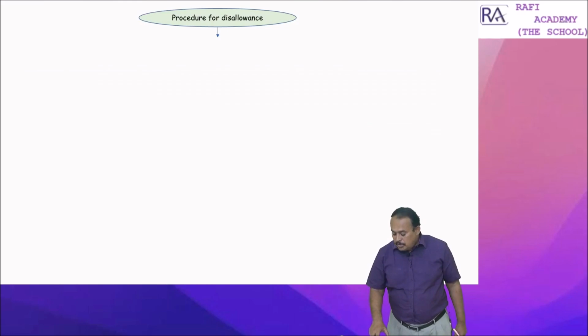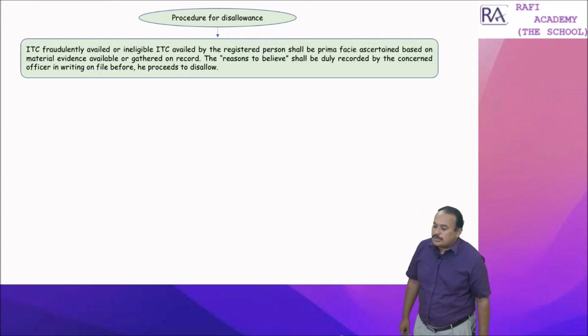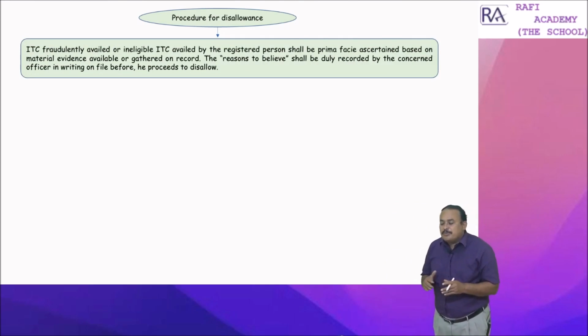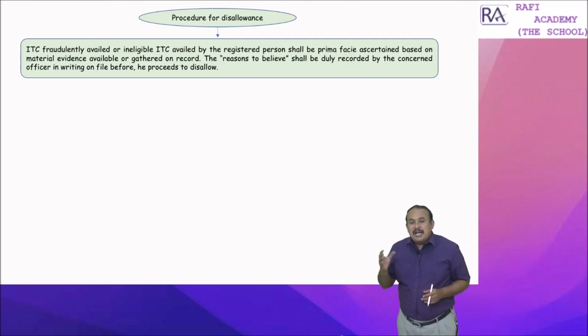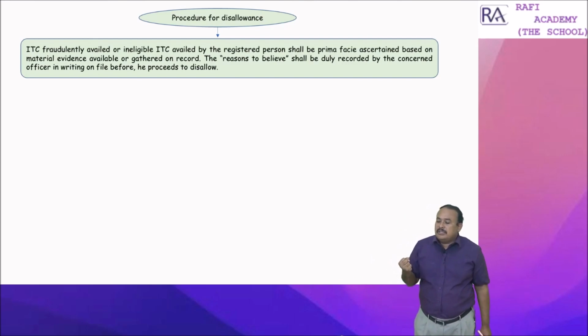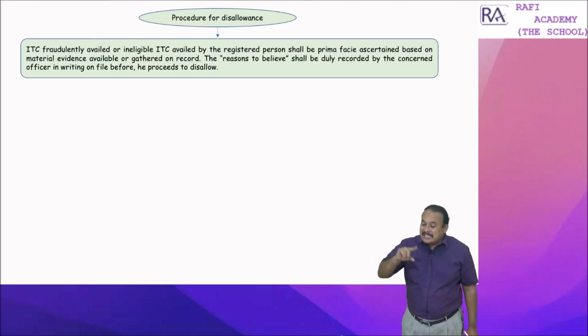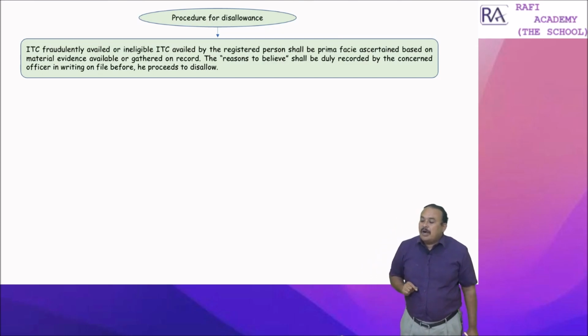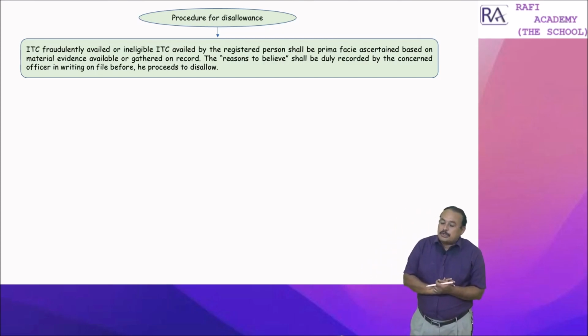Further, the procedure for disallowance of utilization of input tax credit. First and foremost, input tax credit fraudulently availed or ineligible input tax credit availed by the registered person shall be prima facie ascertained based on the material evidence available or gathered on record. The reasons to believe, that is important to note, the reasons to believe shall be duly recorded by the concerned officer in writing on file before he proceeds to disallow debit of electronic credit ledger.